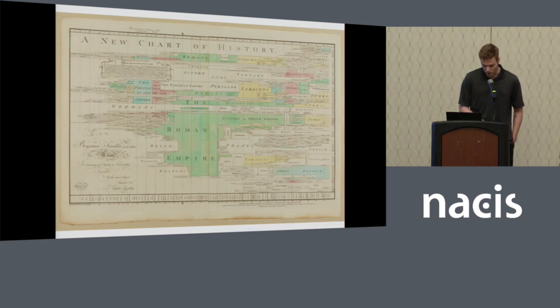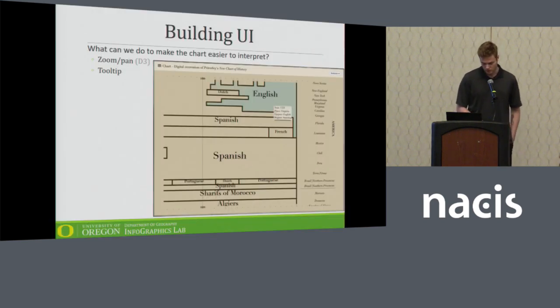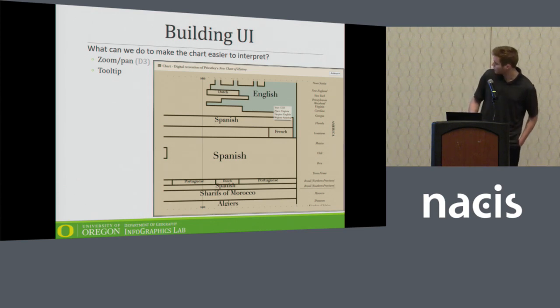So once we took the chart and digitized it, this is the digitized version. We had to make some design decisions for the UI. The first step was to let the user delve deeper into the actual chart itself. So we asked, what could we do to make that easier to look at? The first step was to add the zoom capability as well as a tooltip that shows on mouse hover exactly which year, place, and empire you're looking at.